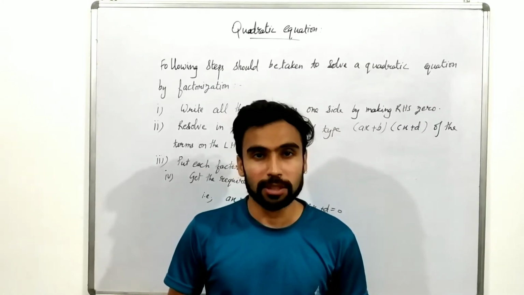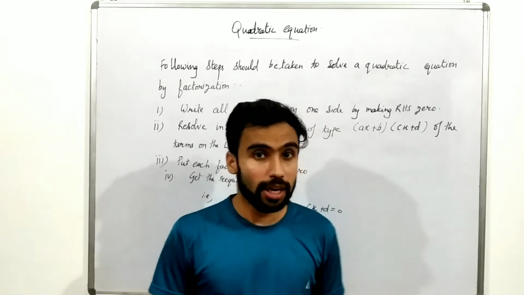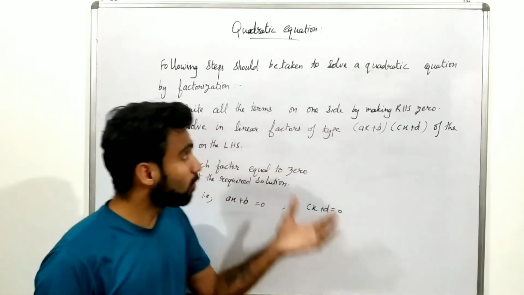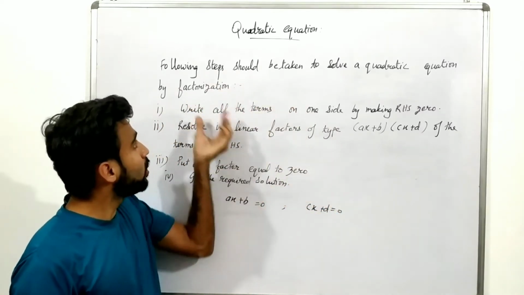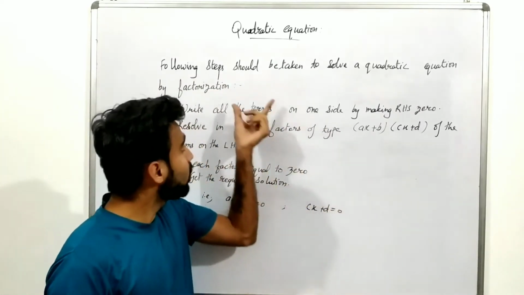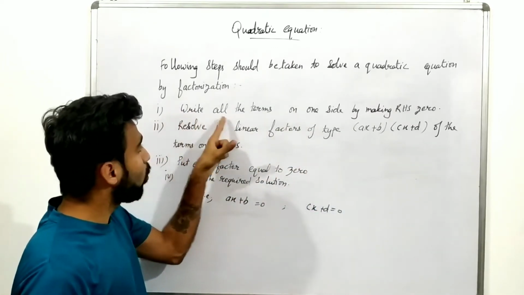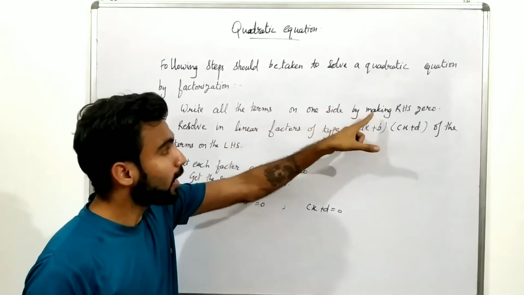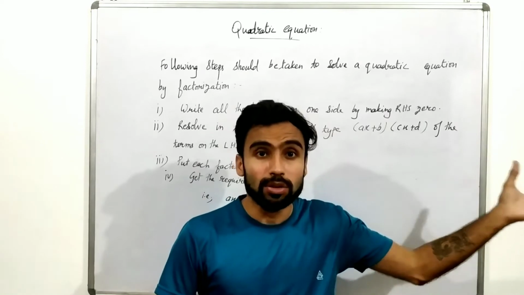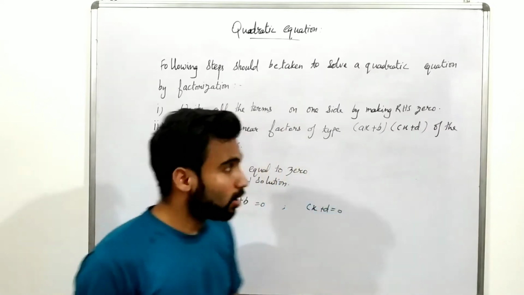So students, as I have explained to you what the roots of a quadratic equation are, here I am showing you how you will find the roots of a quadratic equation. The first method I have explained is the factorization method. There are 4 steps that will give you the final solution, that means the roots of an equation. The first step is to write all the terms on one side by making RHS 0. So you have to make the RHS equal to 0 and bring all the right hand side terms on the left hand side.